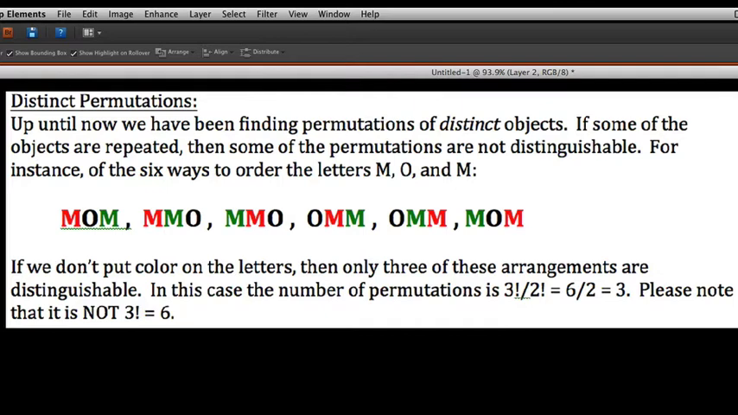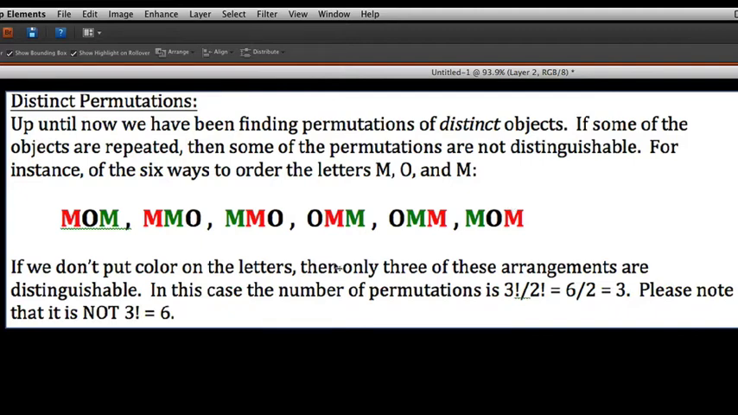So for example, let's take a look at what I've written up here. It says up until now, we've been finding permutations of distinct objects, okay? If some of the objects are repeated though, then some of the permutations are not distinguishable. Like I wouldn't be able to tell one from the other unless I'd written it as I've written it here. So for instance, there are 6 ways to order the letters M-O-M, so like the word mom here.